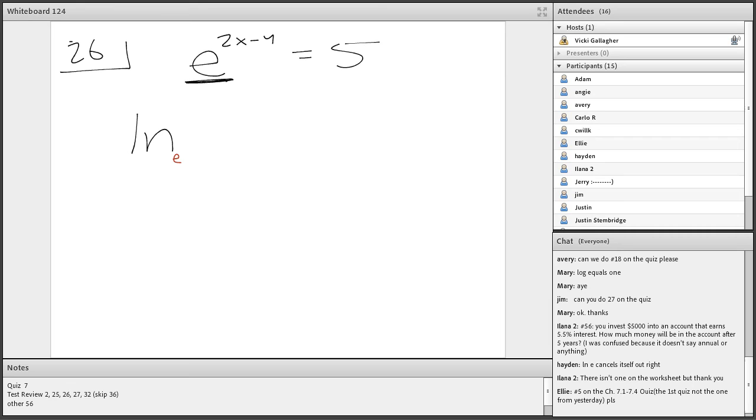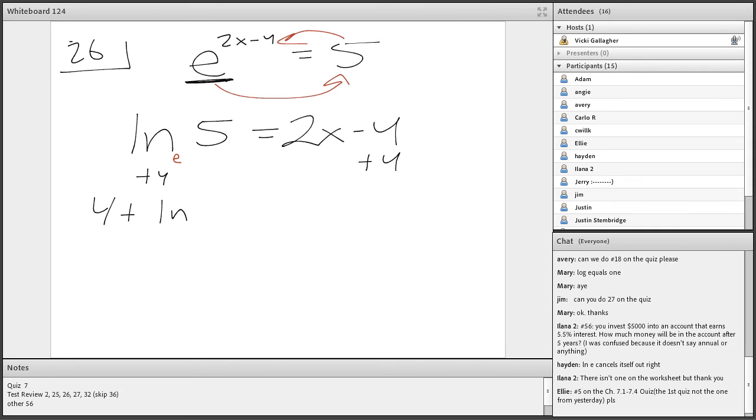So if you're curious about why the e isn't in the problem anymore, it's because it's below the natural log. We just don't usually write it down. So it's natural log base e of 5 equals the whole exponent. So ln 5 equals 2x minus 4. And then we're going to get the x by itself. So I'm going to add 4 to the other side. I personally like to add it in front of the natural log so that I'm not tempted to add the 5 and the 4 together, because you are absolutely not allowed to do that.